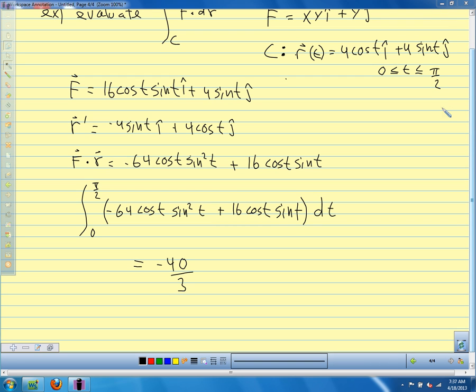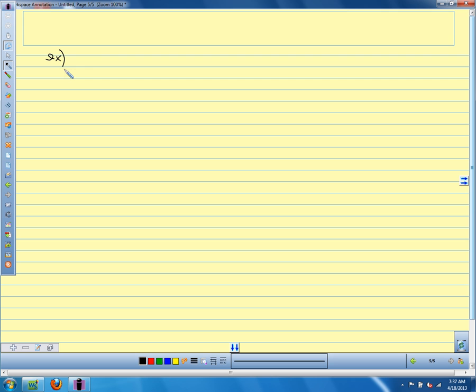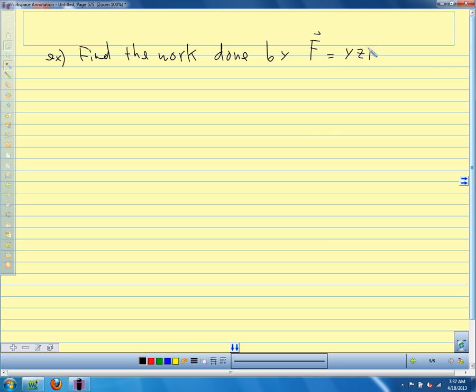All right, so let's look at another example, and then we will talk about the differential form of line integrals. We'll have to do a little more work for this example. No pun intended. Find the work done by F equals yz i hat plus xz j plus xy k. Make sure that's what I want my force to be.